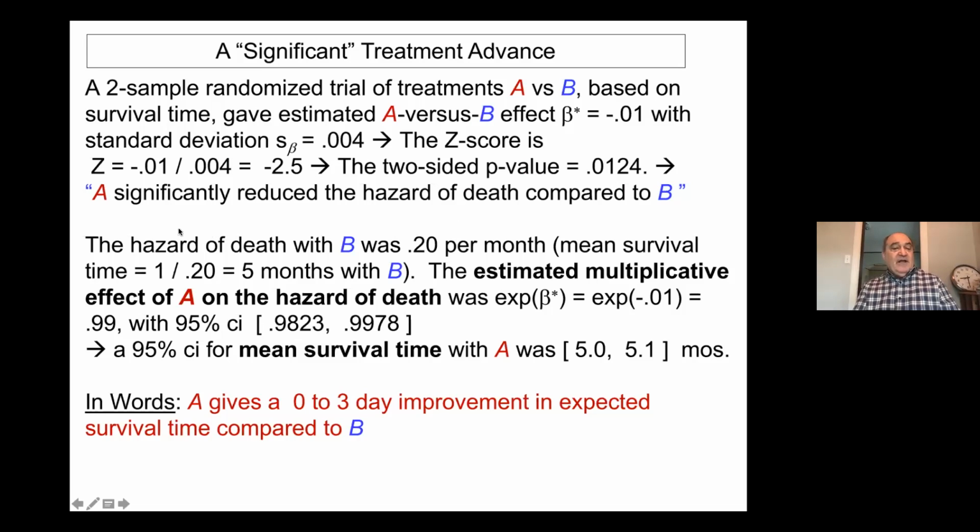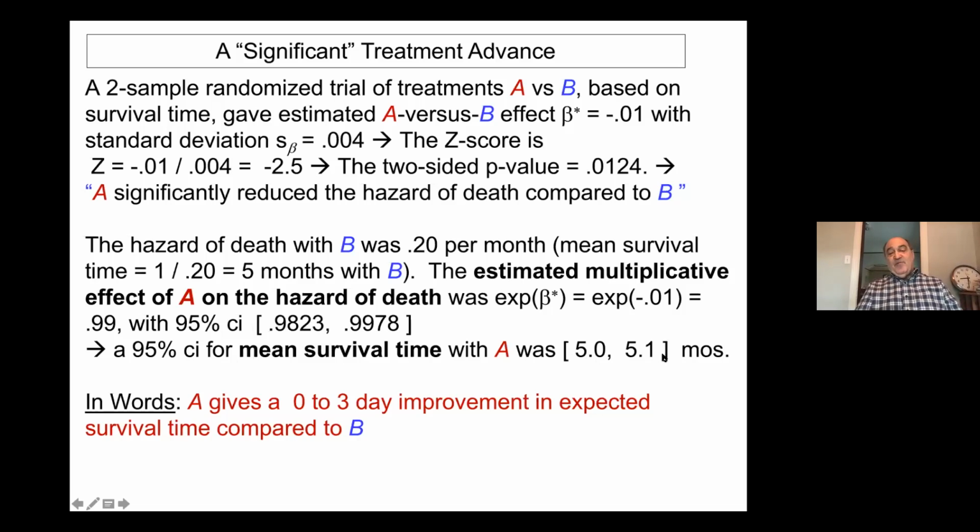It's 0.0124. And you can then conclude, as they do in many, many medical papers, A significantly reduced the hazard of death compared to B. Okay, well, let's examine this a bit more closely and assume that the hazard of death with B was 0.2 per month. And if you invert it, you get the mean survival time, which is 5 months with B. This assumes a constant death rate. The estimated multiplicative effect of A on the hazard of death is then the exponent of that, which is 0.99. And so the 95% confidence interval for that effect goes from about 0.98 to 0.99 and almost 1. And so if you then convert that to a confidence interval for the mean survival time, it goes from 5 months to 5.1 months.